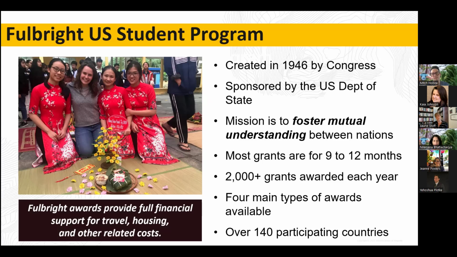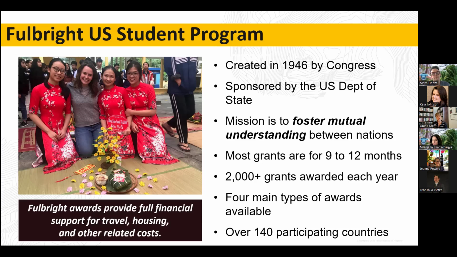So that's really important actually for you all to keep in the back of your minds, is that there is this very clear mission that the Fulbright program has, and that has to do with this mutual cultural understanding. As far as the U.S. student program is concerned, these are programs that are open to individuals who graduate from U.S. institutions who are U.S. citizens. The grants last between 9 and 12 months, so it depends on the country and depends on the program. There are over 2,000 grants that are awarded each year, so there's lots of opportunities out there.